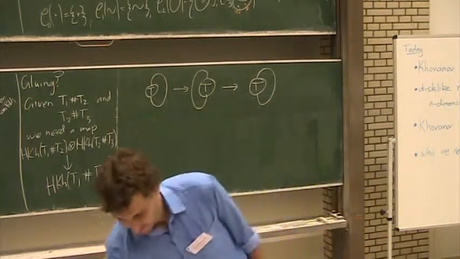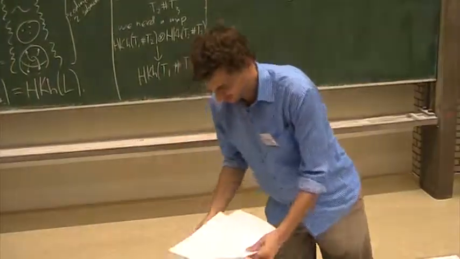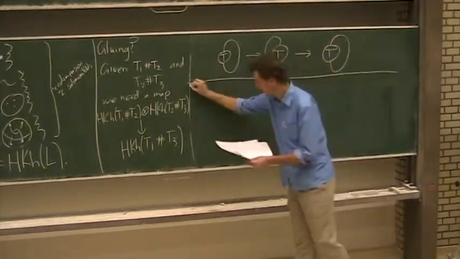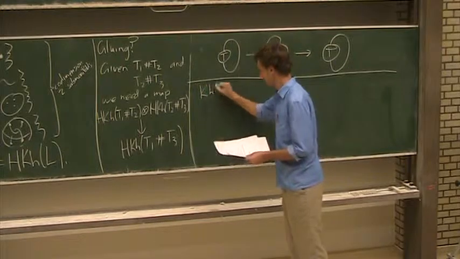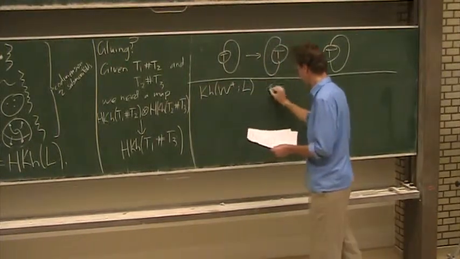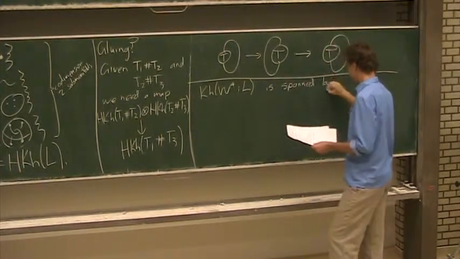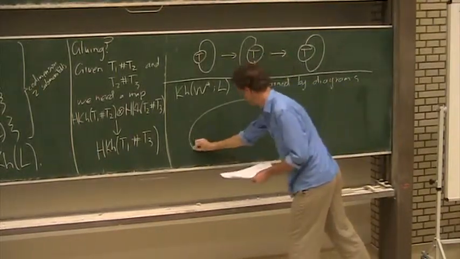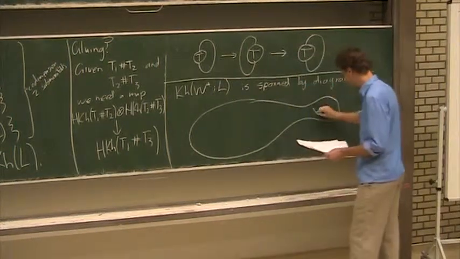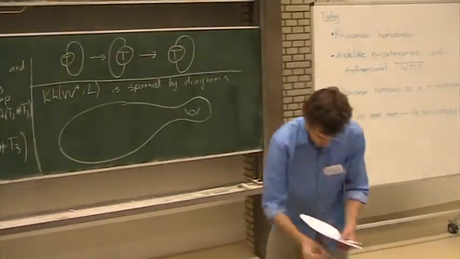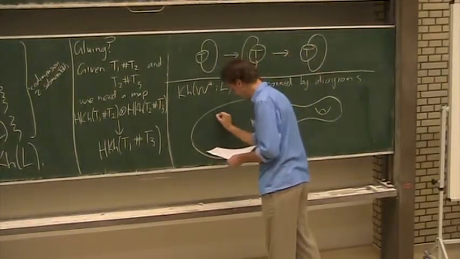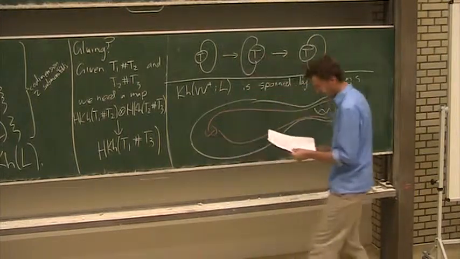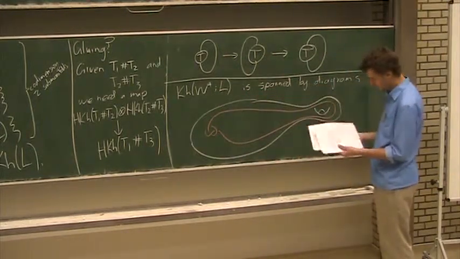Okay. So what does this invariant look like? What does the format of the invariant look like that we get out of this four category coming from Khovanov? KH of W4, with some link in the boundary, is spanned by diagrams in the following form. So let me draw here's some B4 manifold. Here's some link in the boundary. Okay, so this vector space is spanned by pictures of the following form.